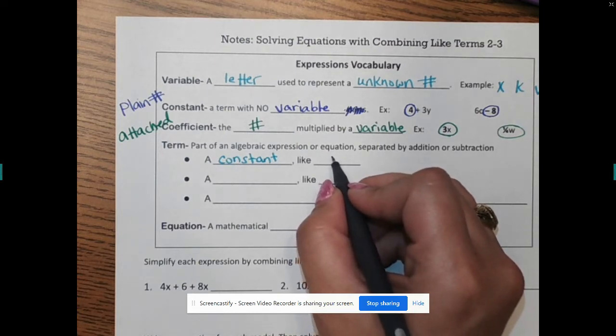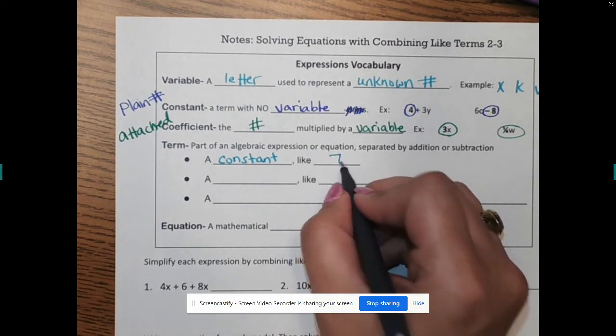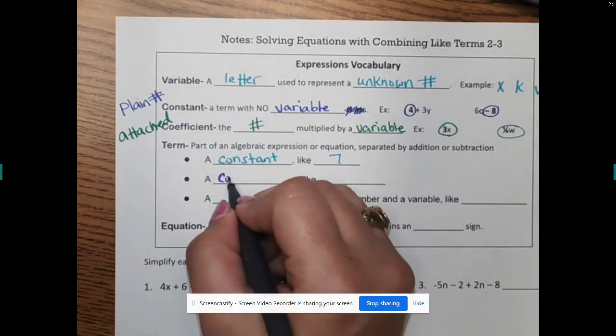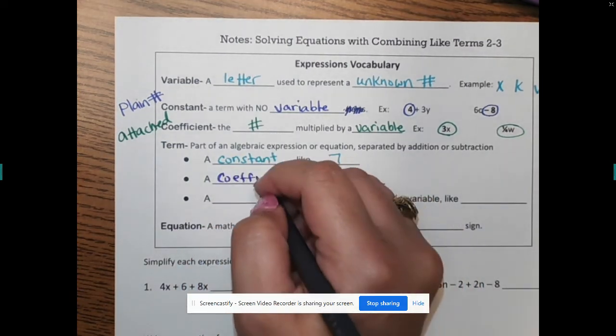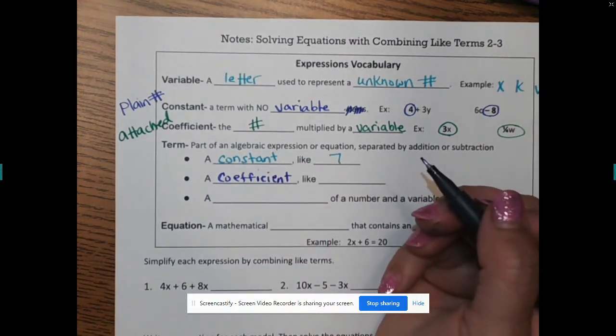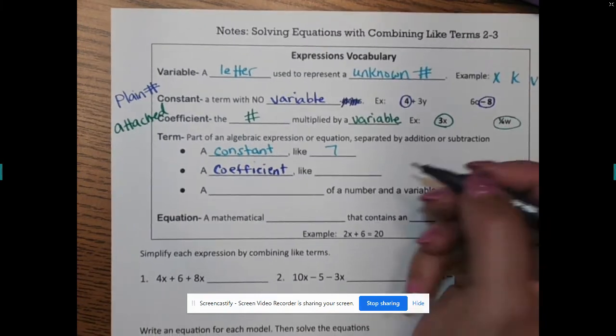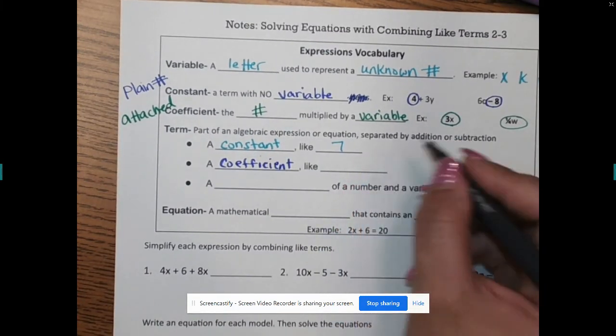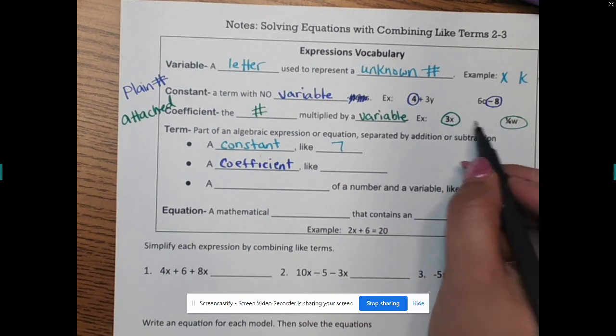It's just a plain number. 7, all right. So sometimes you just have 7 as a term, okay? Sometimes you have a coefficient. Aaron, give me a coefficient. Those are some examples.